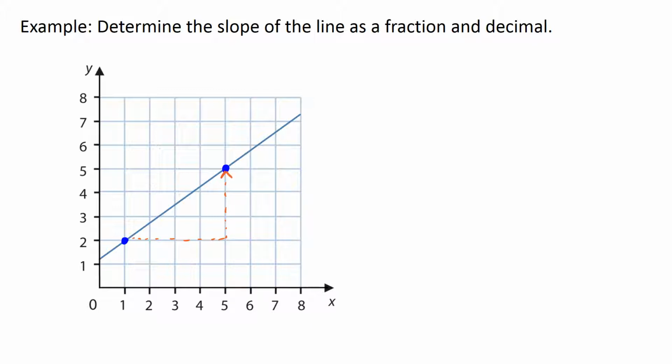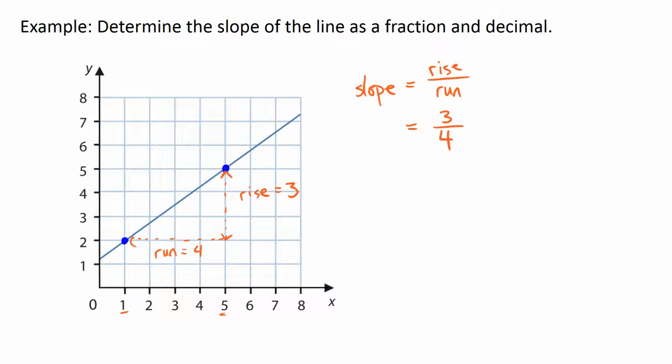Well, the rise is between 2 and 5, so I could use subtraction, or I could just do this in my head. Between 2 and 5 is a rise of 3. And the run is between x equals 1 and x equals 5. So the run between 1 and 5 is 4. So the slope, which is equal to rise over run, is going to be equal to 3 over 4. Here's my answer as a fraction.